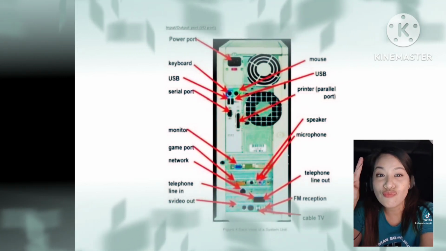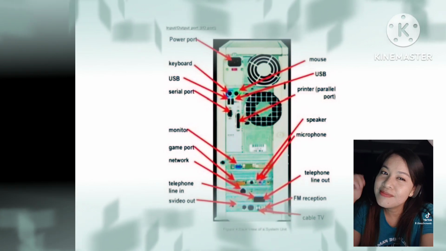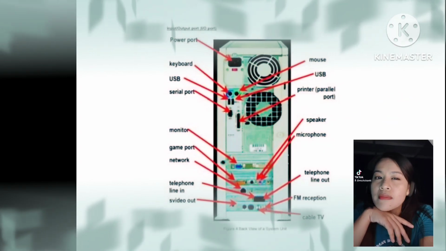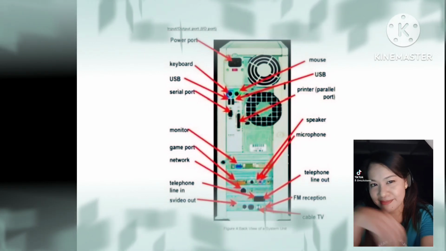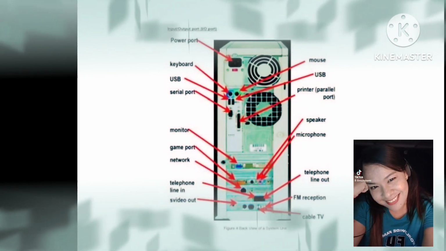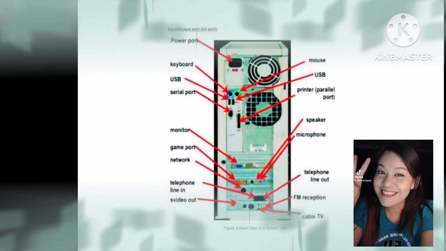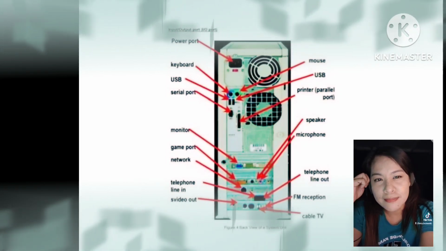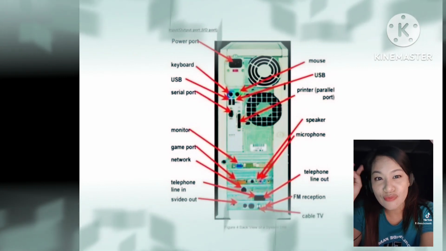Next is a parallel port. A parallel port is an interface allowing a personal computer or PC to transmit or receive data down multiple bundled cables to a peripheral device, such as a printer. The most common parallel port is a printer port known as the Centronics port.